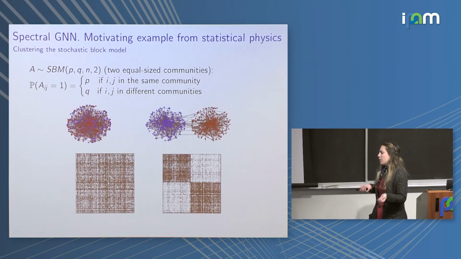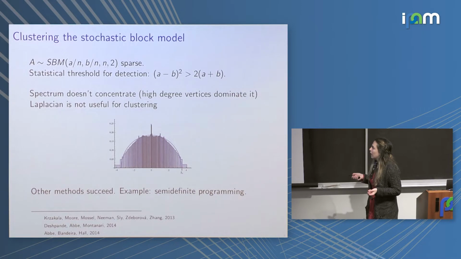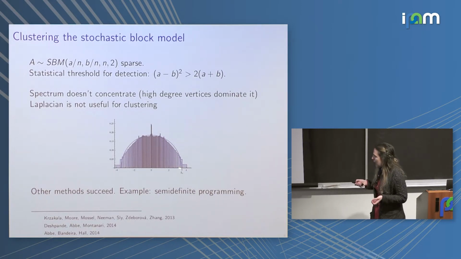But if you have a sparse graph, then the spectrum doesn't concentrate very well. So the Laplacian is not going to be useful for clustering, because the eigenvector that you want gets hidden inside the bulk, and you don't find it. There are other methods that succeed, like semi-definite programming. So that would tell you that maybe spectral methods are not that useful in this setting.